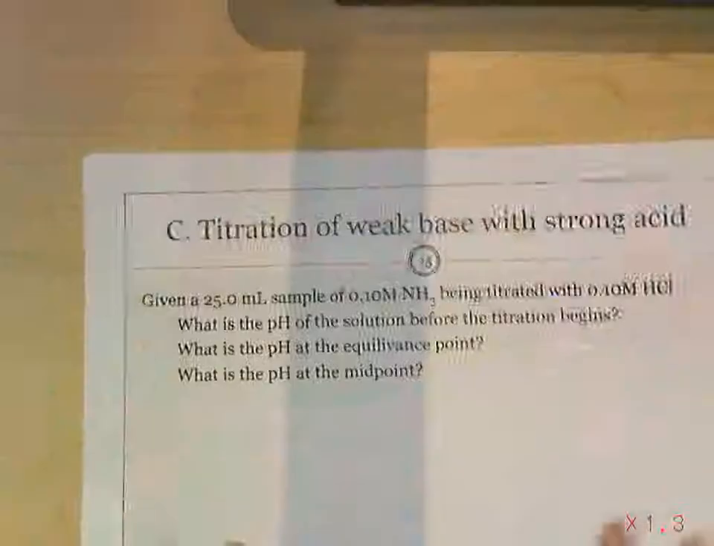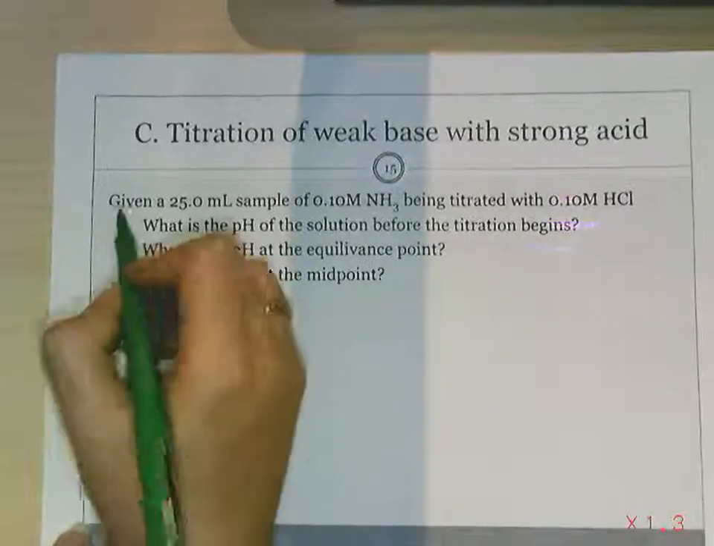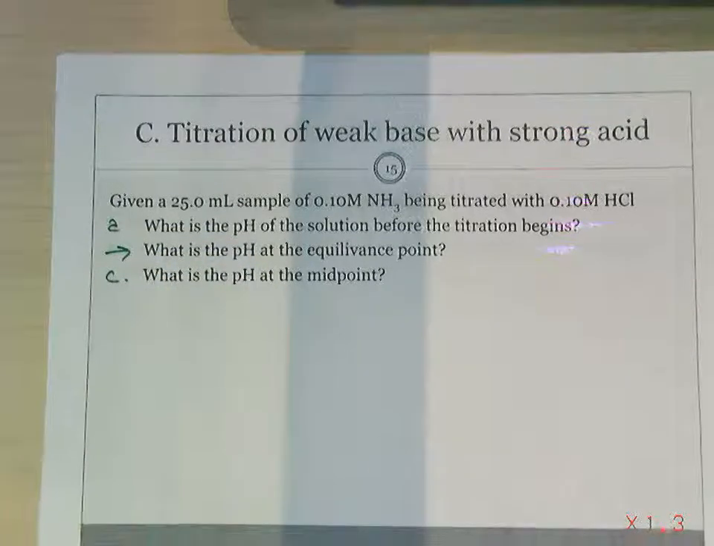Today we'll do A and C. And we'll save B for after break, 'cause that's the longest part of it. All right, so let's say I am titrating ammonia with 0.1 molar hydrochloric acid.